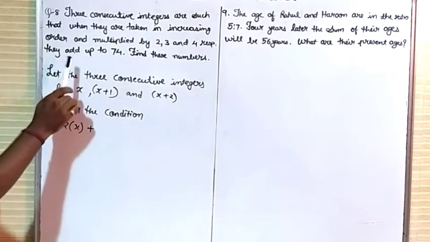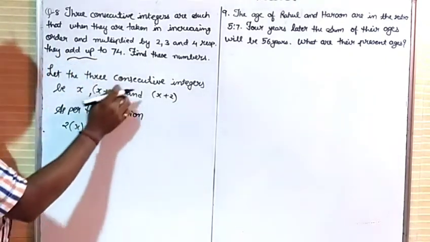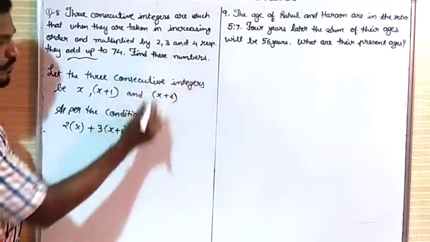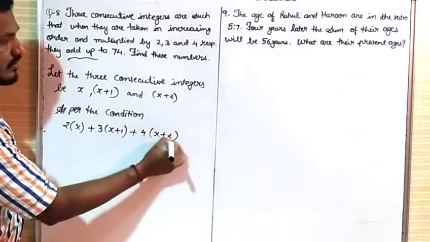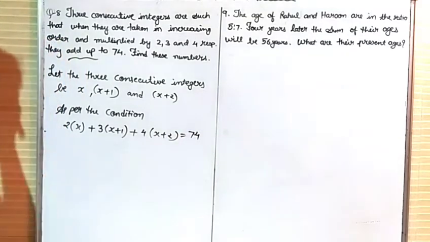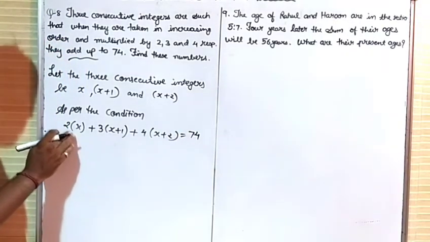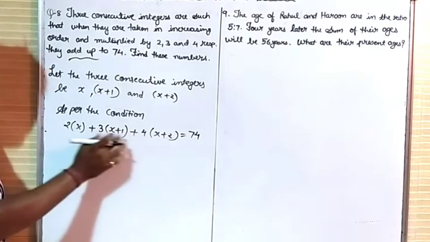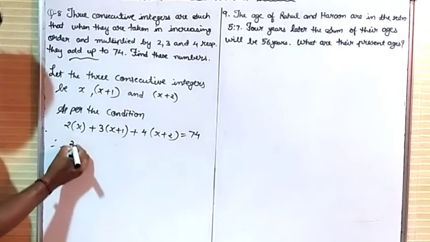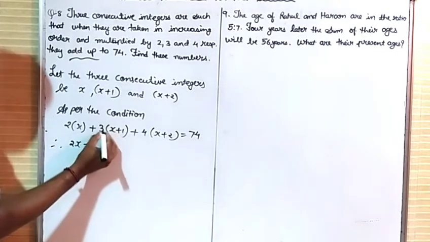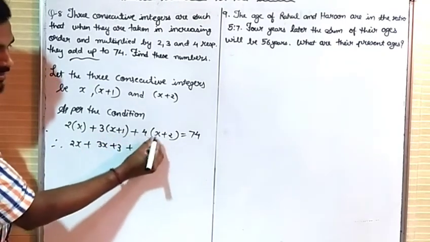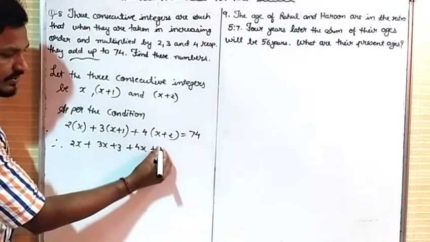Now it is given add up to, so we need to add: 3 multiplied by x plus 1, and 4 multiplied by x plus 2, gives add up to 74. As per the condition, the integers multiplied by 2, 3 and 4 added up to 74. Now multiply. 2 into x is 2x, 3 into x is 3x, 3 ones are 3, 4 multiplied by x is 4x, 4 twos are 8.